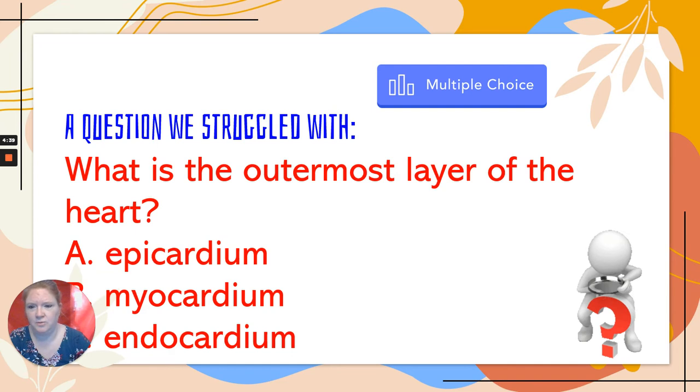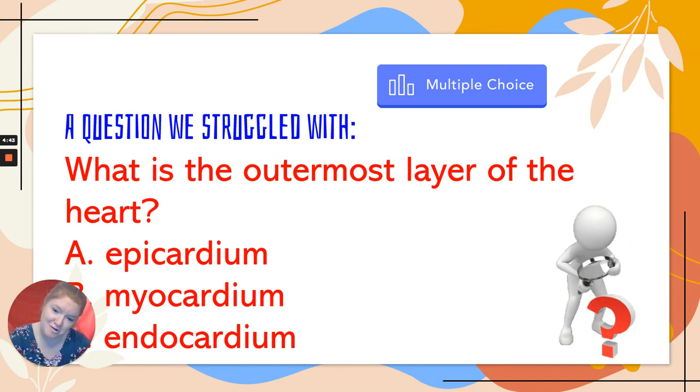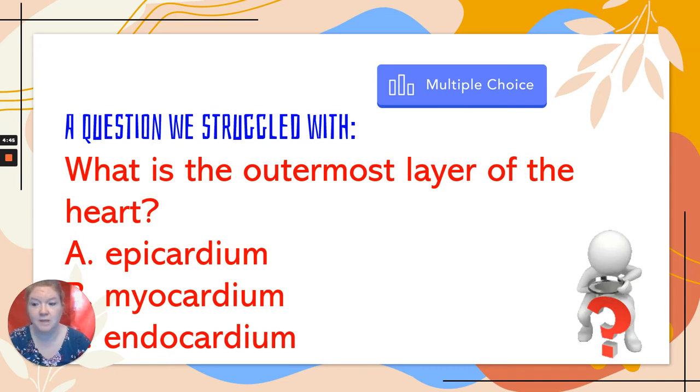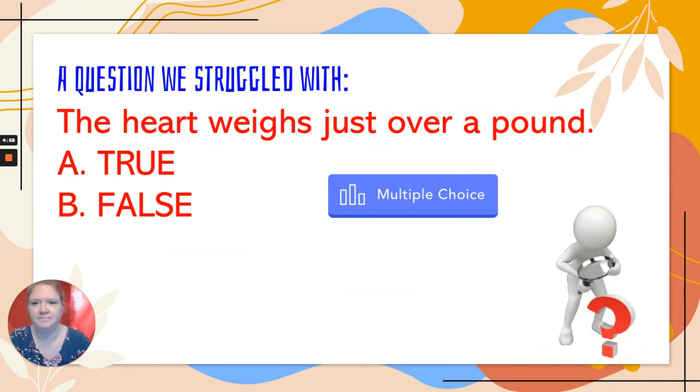Here's another question. What is the outermost layer? Okay, so not indoor, outdoor, right? So it's not endocardium, and myo is middle. So it would be the epicardium. I think the circle's not in the right spot, but it is the epicardium. That's the outdoor layer.